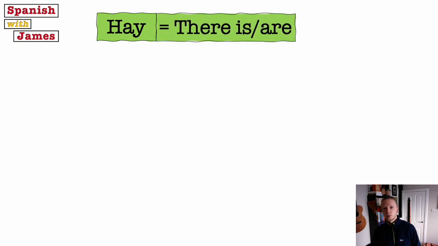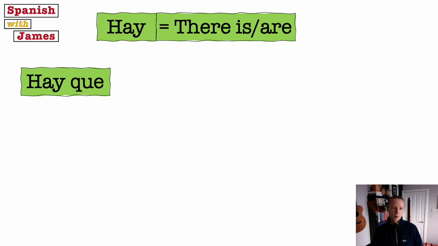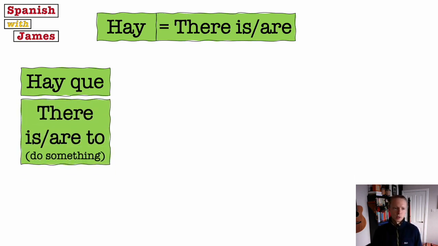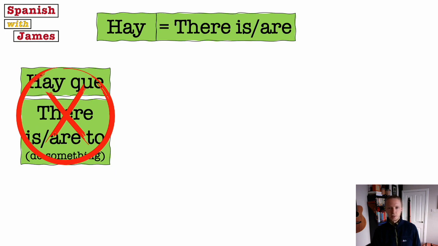Now just as we did with tener que, where we first looked at tener on its own, we're going to do the same with hay que. So hay, on its own, without the que, means there is or there are. And you might have seen me use this in the video on places in town, en mi pueblo hay, or rooms of the house, en mi casa hay, in my house there is. Hay que, if we apply the logic from before, then hay que should mean there is or there are to. But unfortunately, that doesn't make sense.